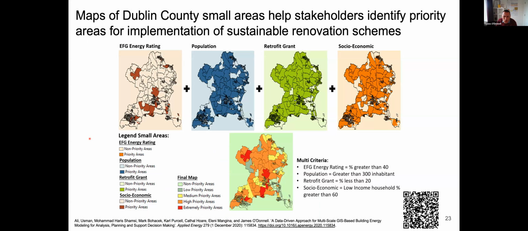Also, another format we've used is to plot our results in GIS, and particularly here at the bottom of the screen, we see if we pull together all the energy, population, retrofit grant, and socioeconomic factors, we can very easily highlight the small areas or neighborhoods that should be prioritized in terms of renovation. So those types of neighborhoods will give the best value for Ireland or a given country in terms of where to start the renovation and then where to continue.